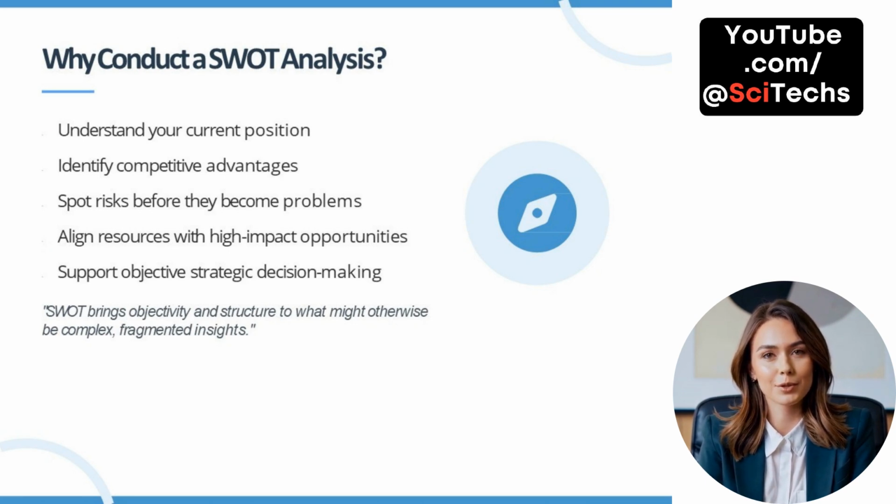By evaluating both what's under your control and what's happening outside, you can proactively steer projects and strategies toward success. Whether you're analyzing a product rollout, a process improvement, or your own career path, SWOT helps bring strategic rigor to decisions that might otherwise rely on intuition alone.